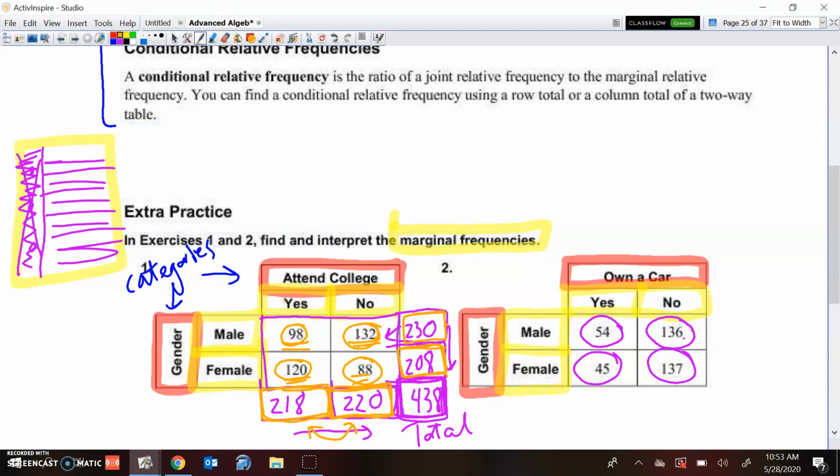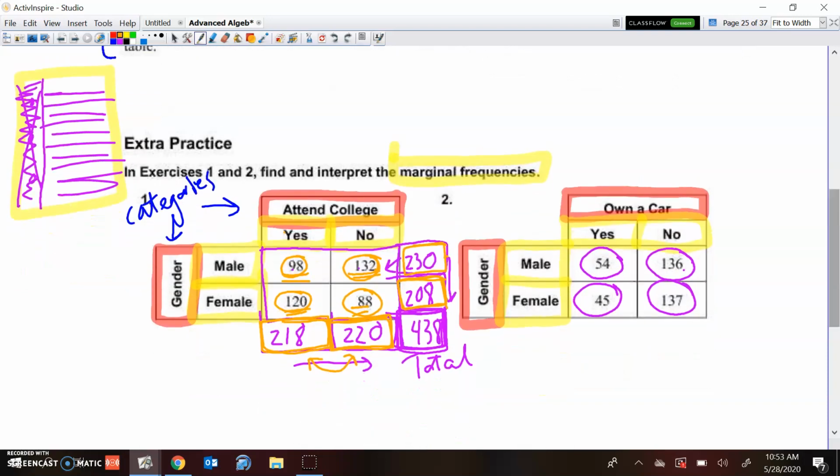Now let's take a look at this number 2. They want us to go ahead and interpret the marginal frequencies. So the first thing I have to do is draw in my marginal frequencies and figure out what those are. So I'm actually just going to extend this all together like this. Okay, and I'm going to add straight down. So 54 plus 45, and I get an answer of 99.